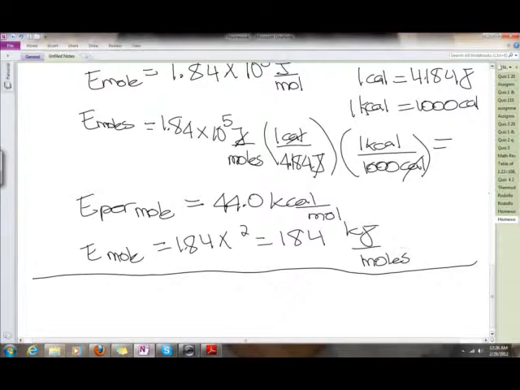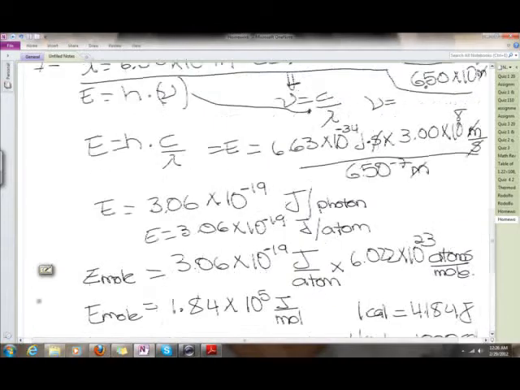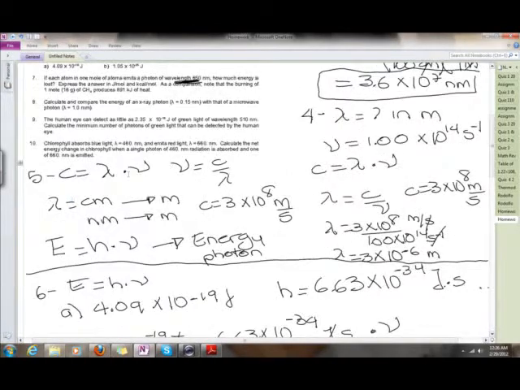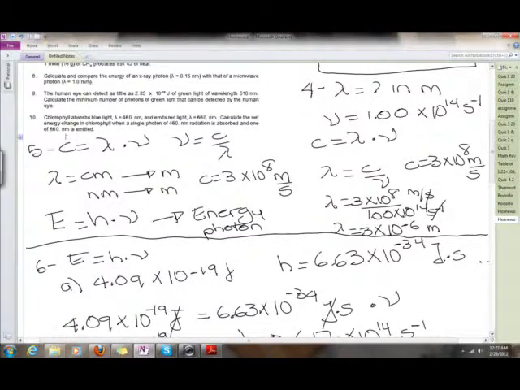So now let's look at number 8. Number 8 says calculate and compare the energy of an X-ray photon with that of a microwave photon with wavelength 1.0 nanometer. What you have to do is calculate the energy for each one from the wavelength with the speed of light formula. You calculate the frequency for both, and then you compare both energies, which one is higher and which one is lower.